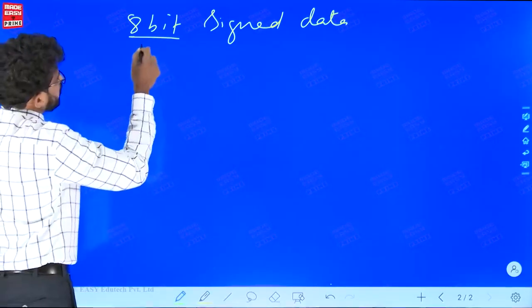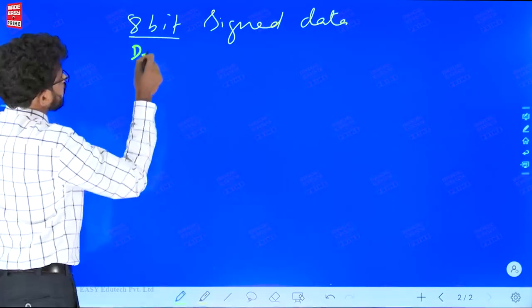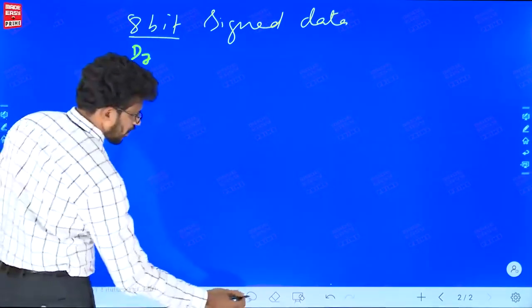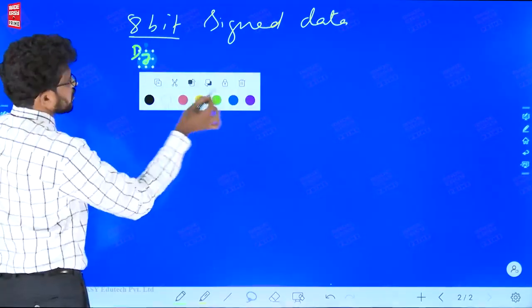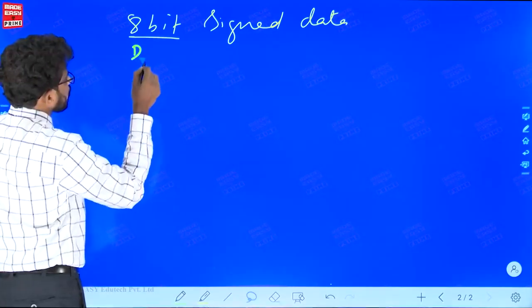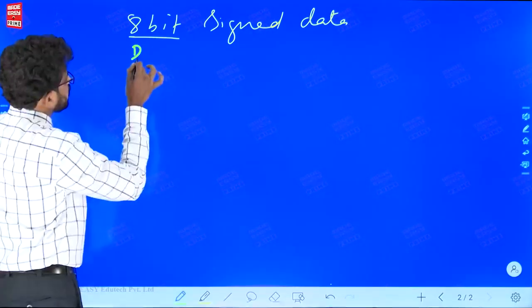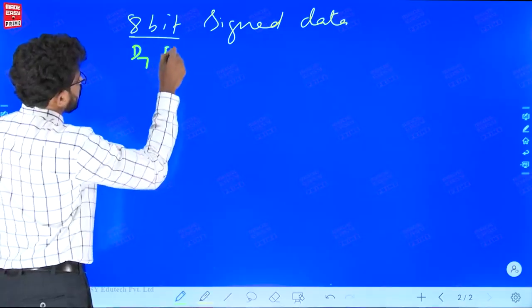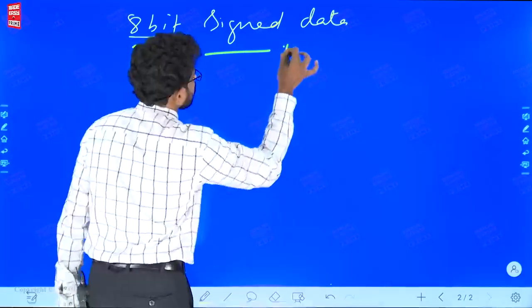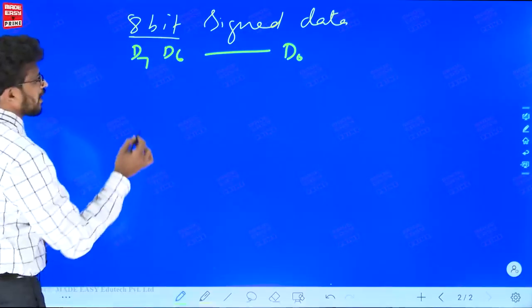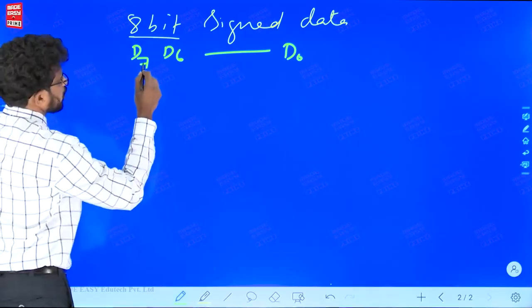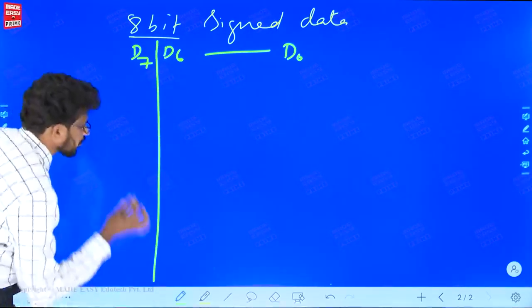Fine. So in 8-bit signed data, the D7 bit is considered to be the MSB, that is the sign bit. Sorry, so D7 bit is the sign bit and D6 to D0 will be the magnitude. Okay, this is the sign bit. Let us see what happens here.